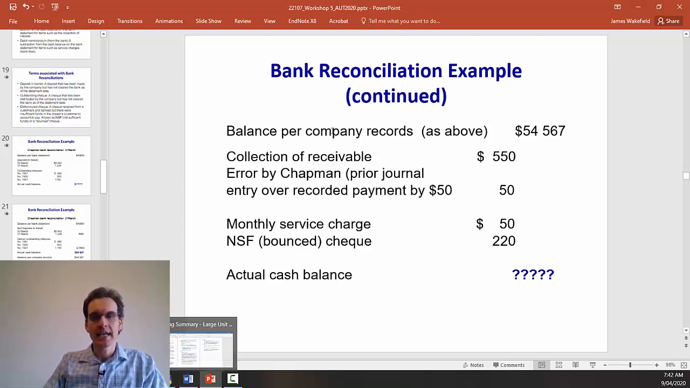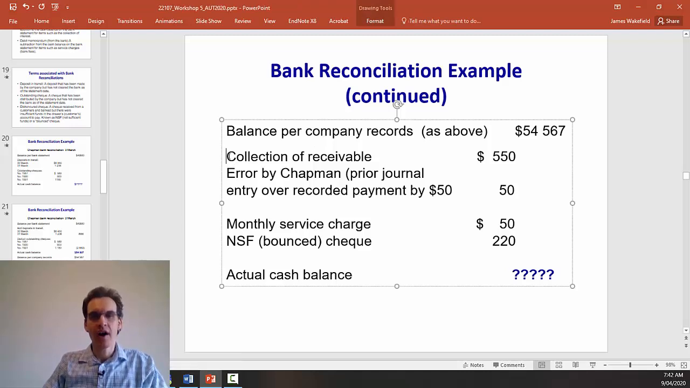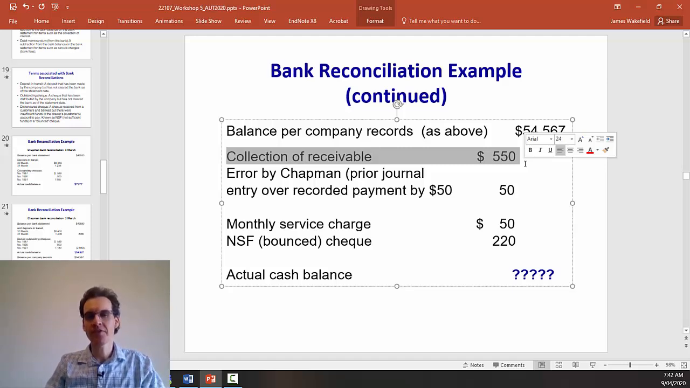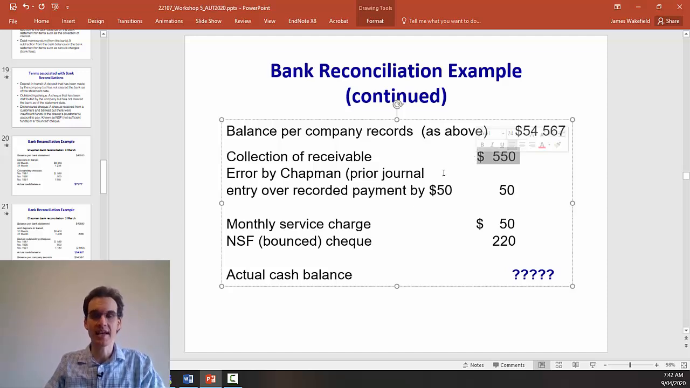And what we find is that there is a collection of receivables of $550 during the period. So that basically means that a customer deposited an amount in our account of $550, but they didn't indicate that to us. So when we review our bank statement, we find that there is $550 that's deposited there that we didn't expect. So that, of course, increases our cash balance.